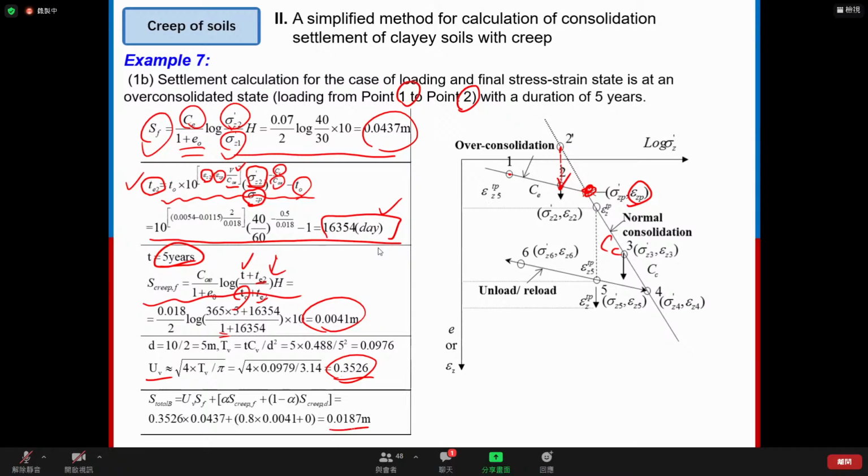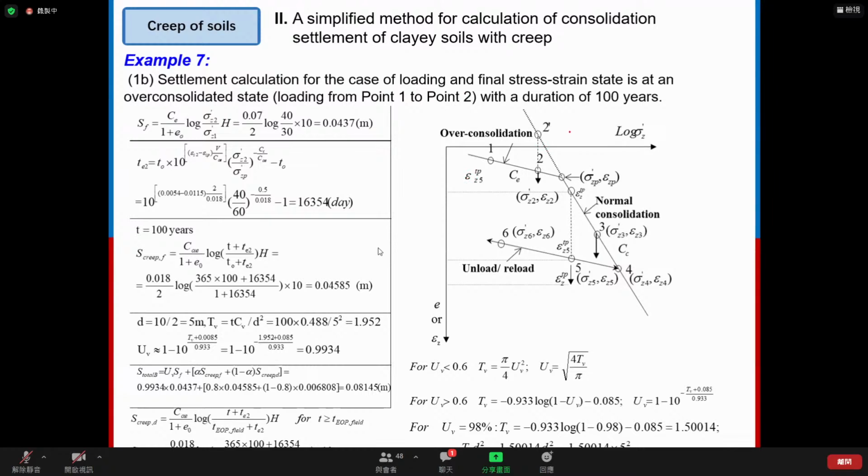Then we put all the data into this simplified B method equation and get the final result. The only difference is that point 2 is on the OCL line. And here we use a duration of 100 years, a larger duration. Let's see what happens. The S-curve final never changed because everything is fixed. The TE is the same.